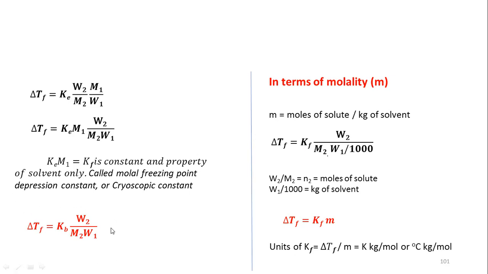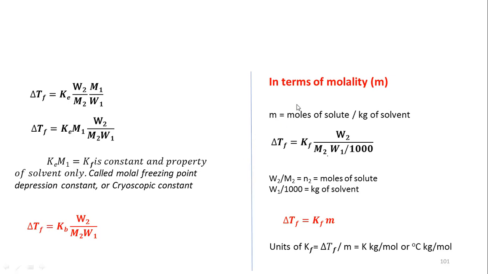You can use this equation to calculate the molecular mass of the solute. This is M2. So if you know the weight of the solute added into the solvent, and you know the weight of the solvent, you can easily calculate the molecular mass of the solute with the known value of the depression in the freezing point and the constant, which is the cryoscopic constant.